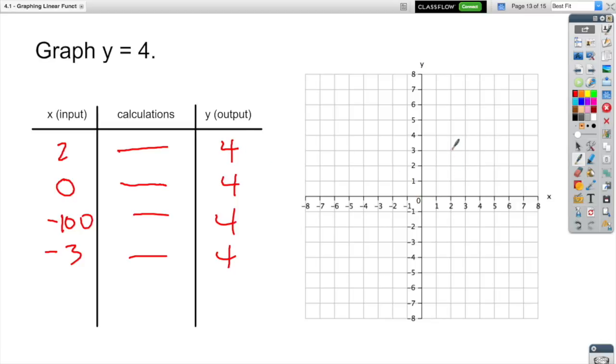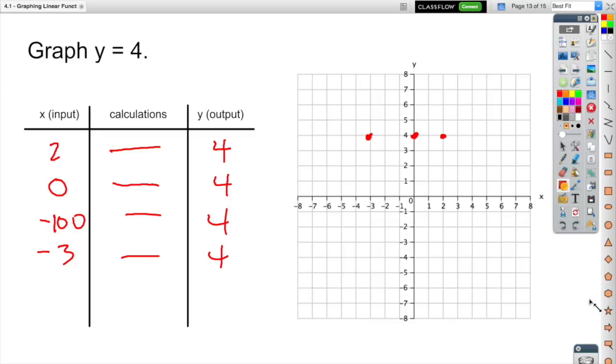So when you graph it, you're going to get a very special case. We're going to get 2, 4 right here, 0, 4 is right there, negative 100, 4 is off my page, negative 3, 4 is right here. And eventually what we would discover is that we're still going to get a line, but this particular line is going to go horizontally across. It's never going to change in height or level. It's just going to stay a flat line going horizontally across at y equals 4.